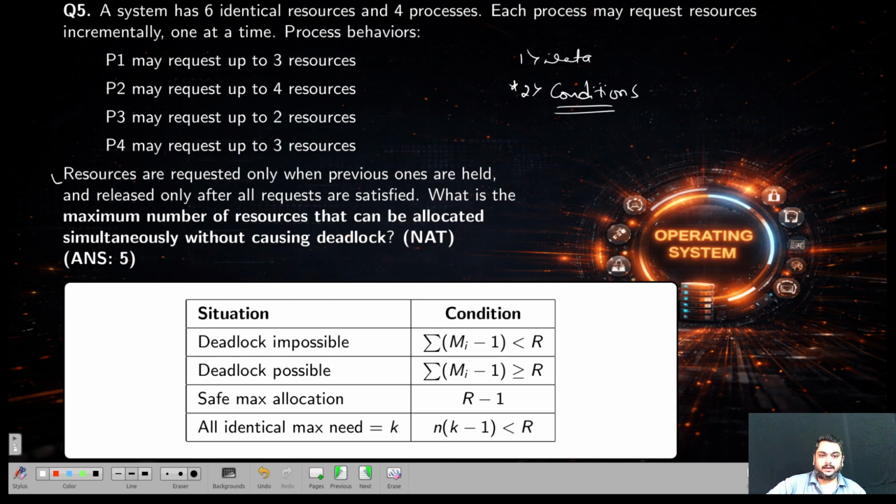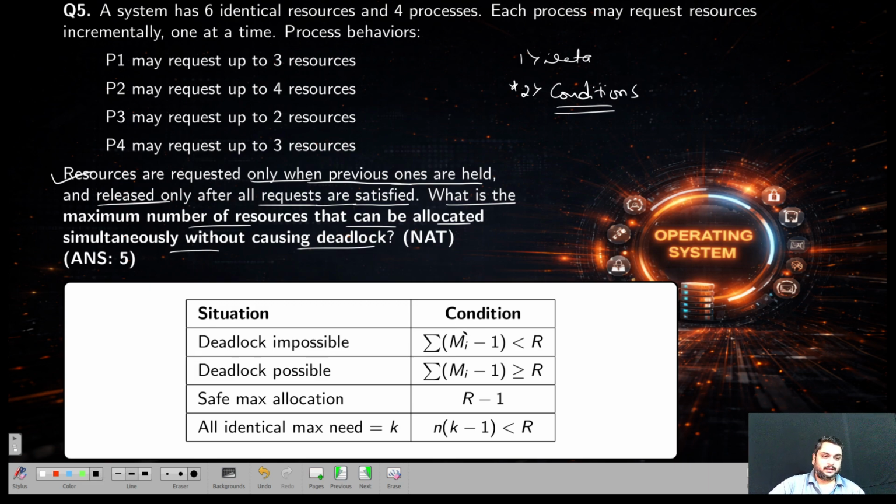For example, here resources are requested only when previous ones are held. See, this is an additional condition here. If you apply your old formula, it may not work. And release only after all requests are satisfied. That means hold and wait. What is the maximum number of resources that can be allocated simultaneously without causing the deadlock? We already know these conditions.